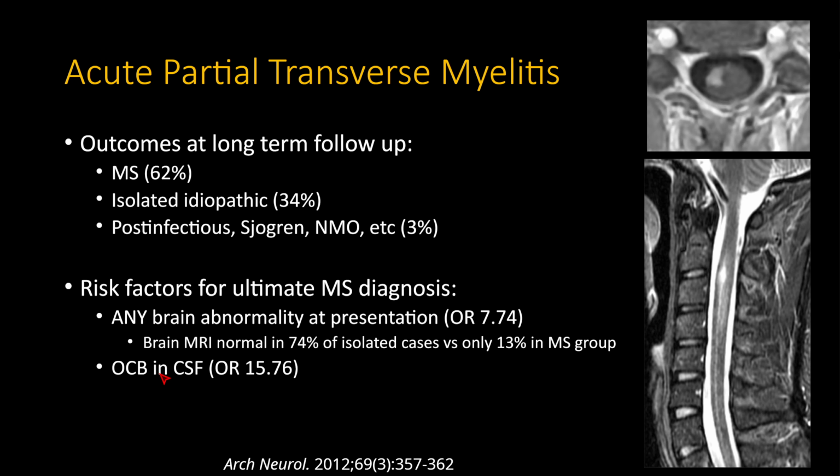Now, another thing to note is that another risk factor they found for ultimate MS diagnosis was presence of oligoclonal bands in the CSF, and that had an odds ratio that was higher than any brain abnormality. But it's important to realize that these oligoclonal bands, at least based on the current McDonald's criteria, would never be enough to give you the full diagnosis of multiple sclerosis. So even though it's better than any brain abnormality, if the brain abnormality you see at MRI actually satisfies McDonald's criteria, you have the diagnosis of MS, right?